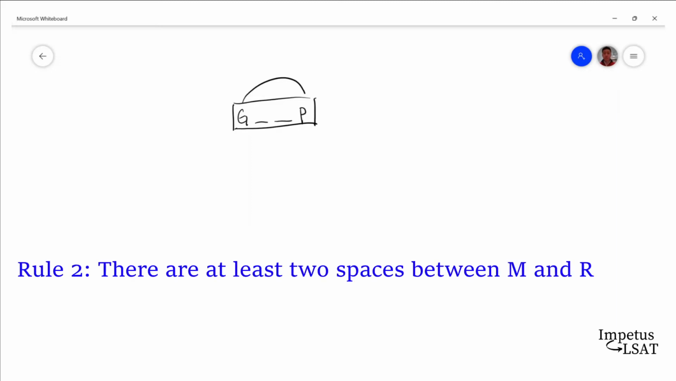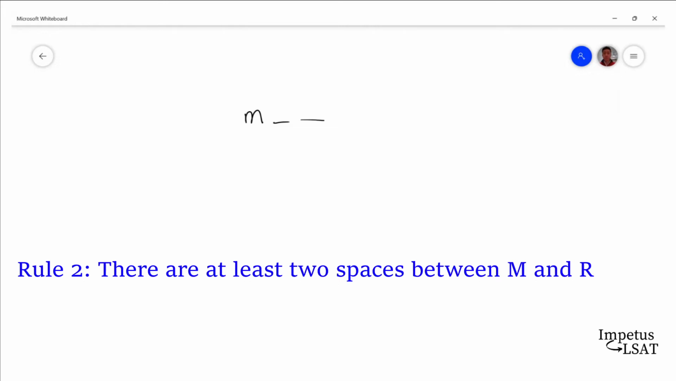The next rule says there are at least 2 spaces between M and R. Go ahead and give this one a try. This is pretty similar to the previous rule, right? We still have that terminology about 2 spaces being between them, but in this case, it's at least 2. I need to emphasize that. At least 2 means there could be more than 2 between M and R, right?